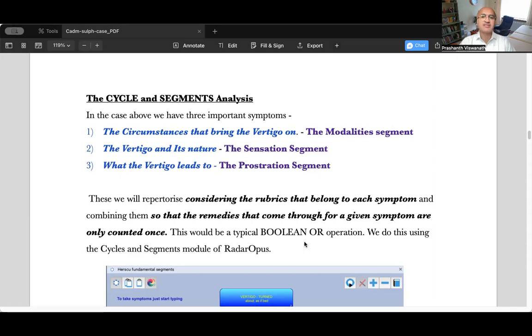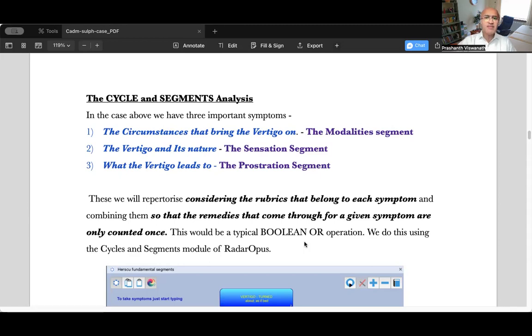This is actually the symptom, if you want to call it. You can call it actually one segment. You can call it a bunch of related symptoms which express the same idea, or you can call it one super symptom if you wish. But this would be one segment in the cycles and segments analysis.